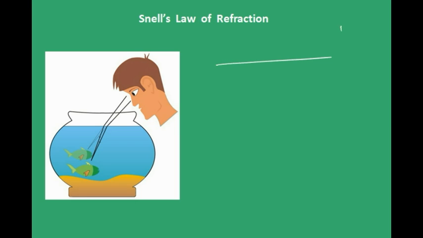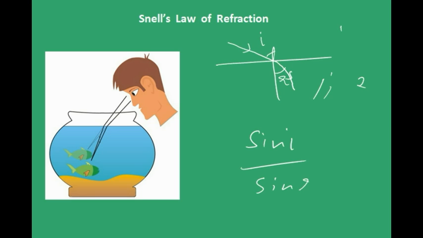Say this is medium 1 and this is medium 2. If a ray comes from medium 1 and gets refracted here into medium 2, and you have the angle of incidence here, and let this be the angle of refraction. Sorry, my diagram is not so neat. However, Snell's law says that sin i by sin r, the ratio of the sines of the angle of incidence and angle of refraction, is a constant, and that constant is known as the refractive index of the second medium with respect to the first medium. If nothing is mentioned, you can take it as the refractive index with respect to air. This is known as Snell's law.